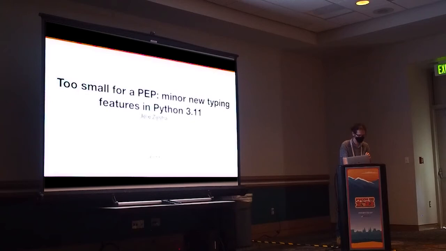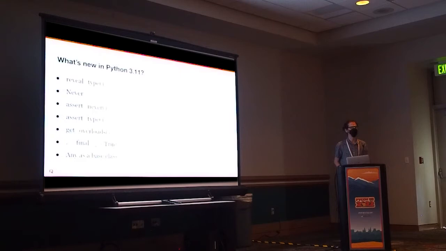David already told us about all the new PEPs in Python. There's actually a bunch more smaller features we're also getting, and I'm going to introduce those. I'm not going to talk about the PEPs. Instead, what we have is reveal_type, Never, assert_type, get_overloads, changes to Final, and Any as a base class.